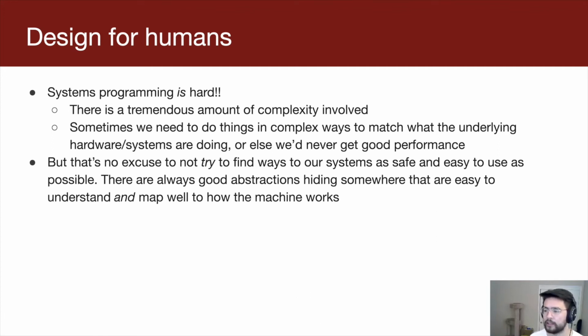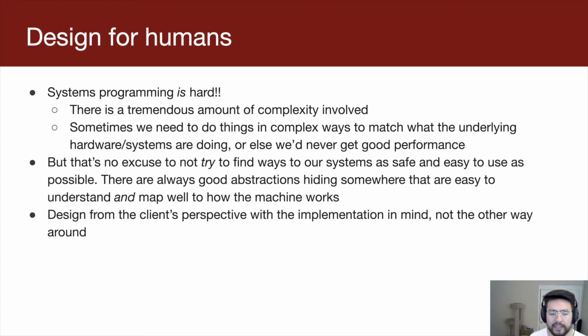If you're just looking at the implementation, you say, hey, the implementation is hard, so my interface needs to be hard. That's a cop-out. You need to look at the implementation and say, okay, the implementation is hard. Is there a way that I can find some abstraction that creates an easy interface that I can somehow map to this very difficult implementation, right? You want to design with the client's perspective in mind. You want to design for the client with the implementation in mind, not the other way around. You're not saying, hey, my implementation is hard, therefore I'm going to make your life hard too.